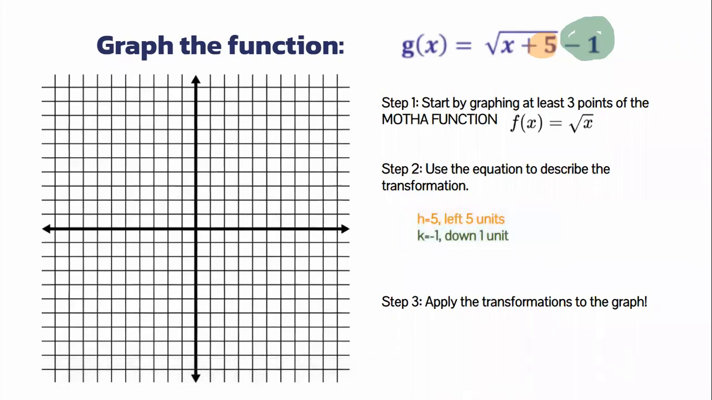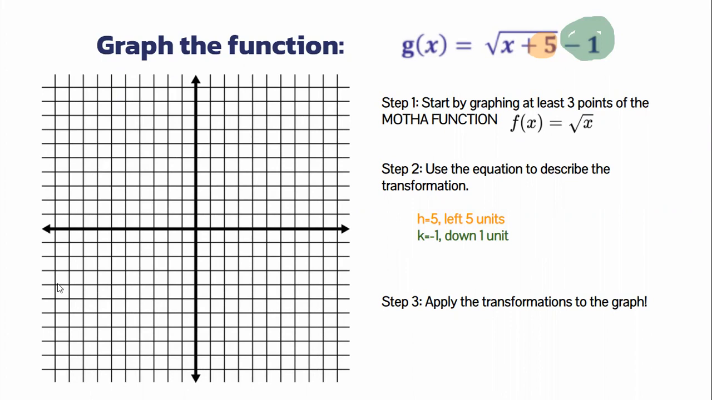So yes, h is equal to positive 5, so we're going to go left 5 units, and k is equal to -1. We're going to move down 1 unit from the parent function. But we have to have our parent function graphed in order for us to actually do the transformation. So let's start with that.